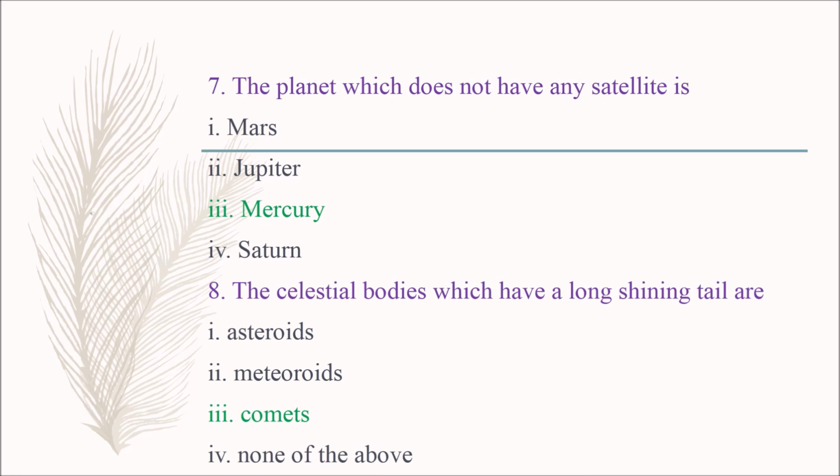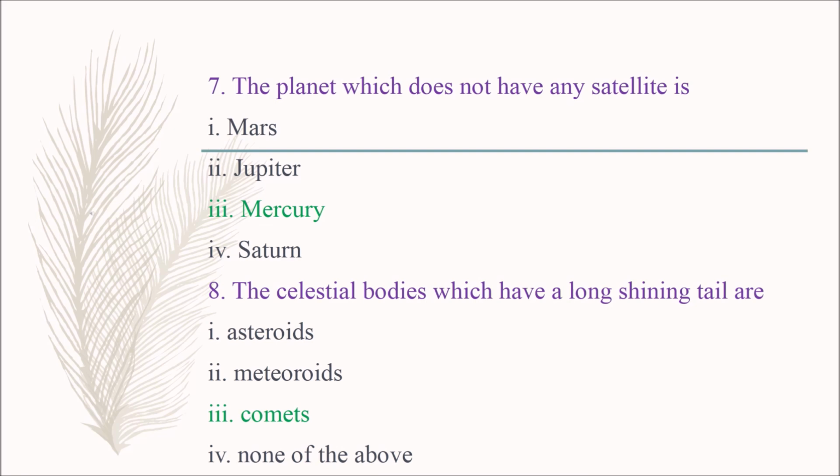Question number 7. The planet which does not have any satellite is option number 1 Mars, option number 2 Jupiter, option number 3 Mercury, option number 4 Saturn. So the answer is option number 3 Mercury.